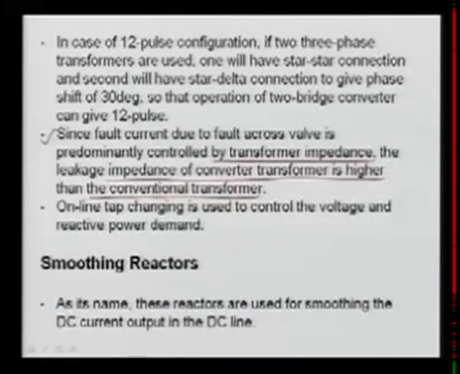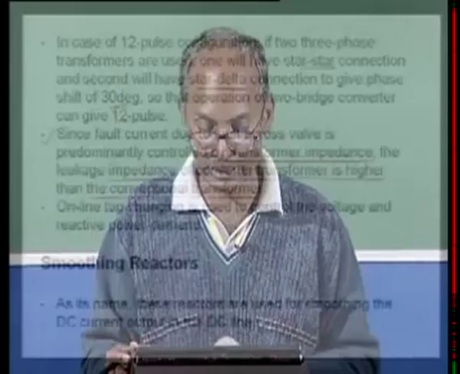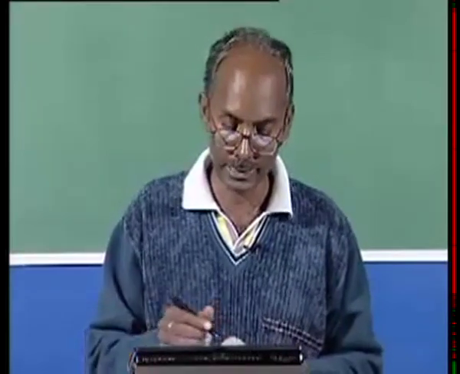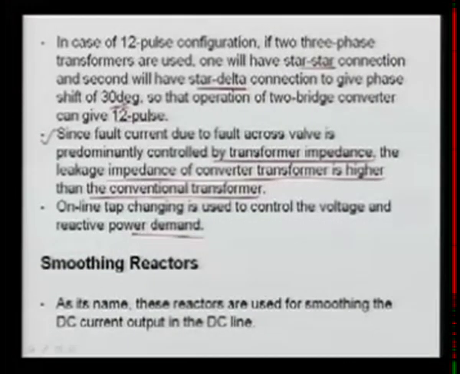Here, in the case of the 12-pulse configuration, if two 3-phase transformers are used, one will have star-star and another will have star-delta. Already I explained, because we have an inherent 30-degree phase shift, we can achieve the 12 pulse by adding two 6-pulse bridge converters. Online tap changing is used to control the voltage and the reactive power. We use an online tap changing transformer to control the voltage.